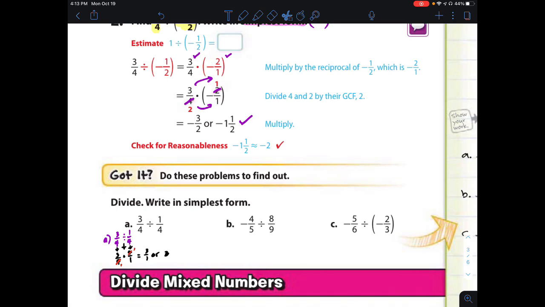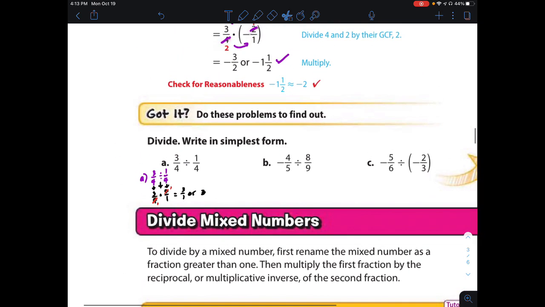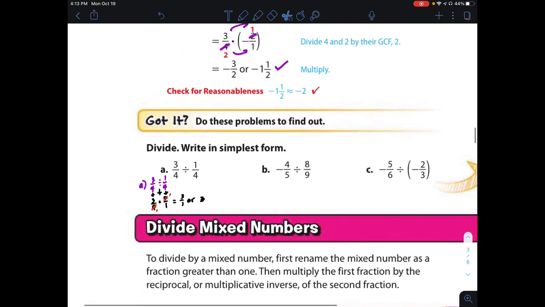Now let's see how we can divide mixed numbers. Again, for us to be able to divide mixed numbers, there are 2 steps we need to take. The first step tells us that we need to rename the mixed number as a fraction greater than 1, or simply put, rename our mixed number into an improper fraction. And the second step is the same as what we've been doing in the previous examples. We simply multiply the first fraction by the reciprocal or the multiplicative inverse of the second fraction.